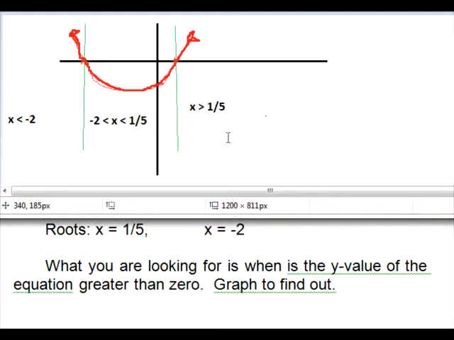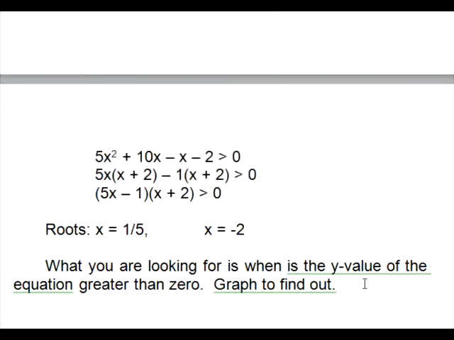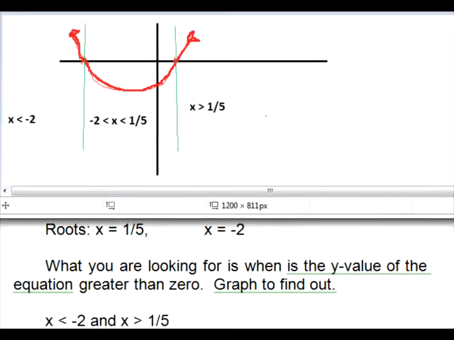So what we have to think is, when are the y values positive? If you take a look here, in the interval x is less than negative 2, the y values are positive. In the interval from negative 2 to 1/5, they're going to be negative. In the interval for x is greater than 1/5, they're going to be positive. So the graph is positive when x is less than negative 2 and x is greater than 1/5. Hopefully that's somewhat clear.